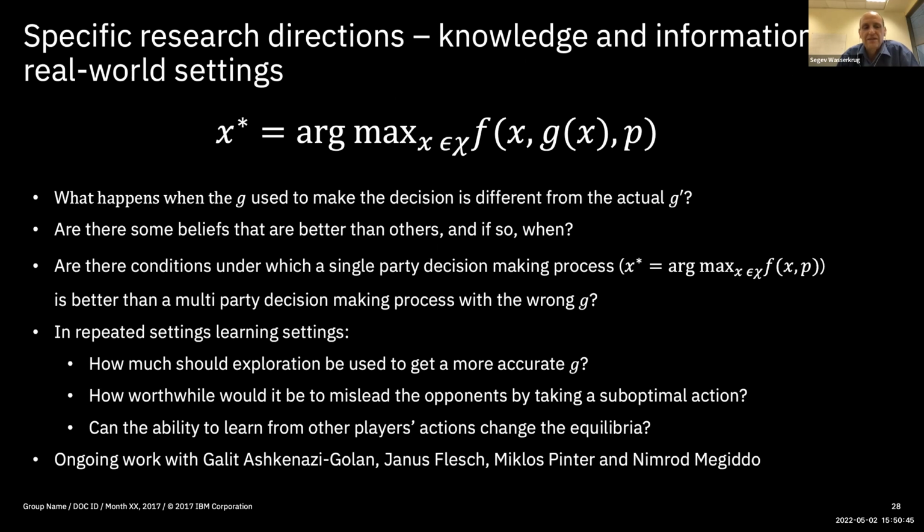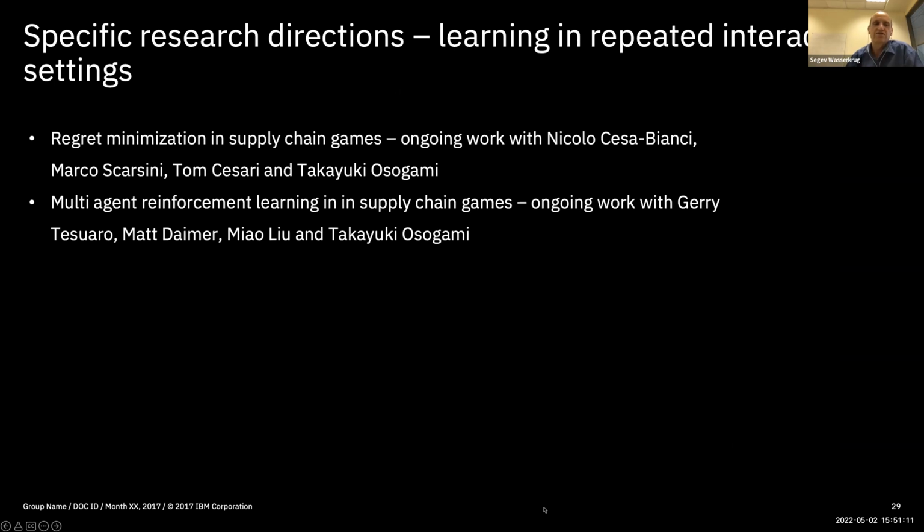In repeated games, if we use learning, how much exploration should be used? How worthwhile would it be to mislead opponents by taking a suboptimal action so they learn the wrong things? And can the ability to learn actually change the equilibria? So these are the types of questions we're looking at.